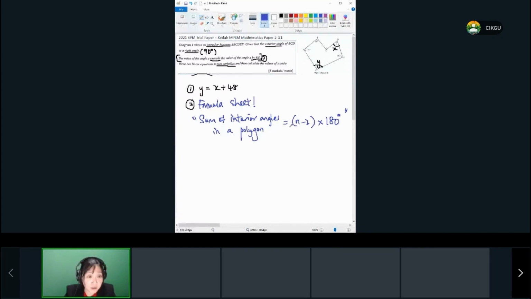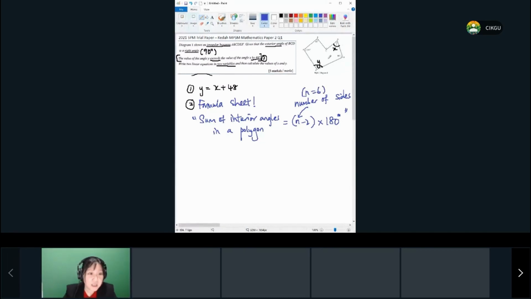I'm going to show you how we use it. First of all, you must know what the n means. N means the number of sides of the polygon. So obviously this polygon has 6 sides. That means for our case, our n is 6, because the polygon has 6 sides.